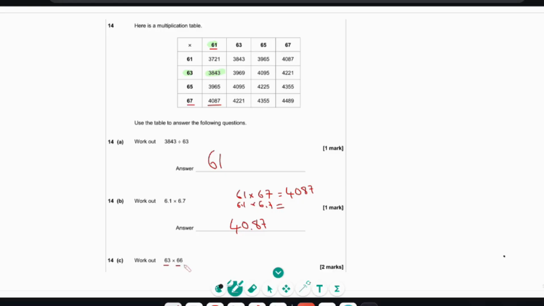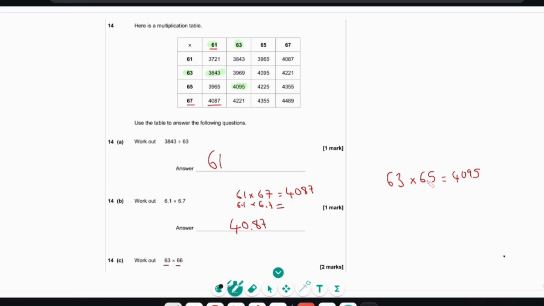63 times 66. Oh, we don't have a 66 here. But 65. Well, let's just see what's the closest we can get to that. Oh, we've got 63 here. So 63 times 65 is 4,095.